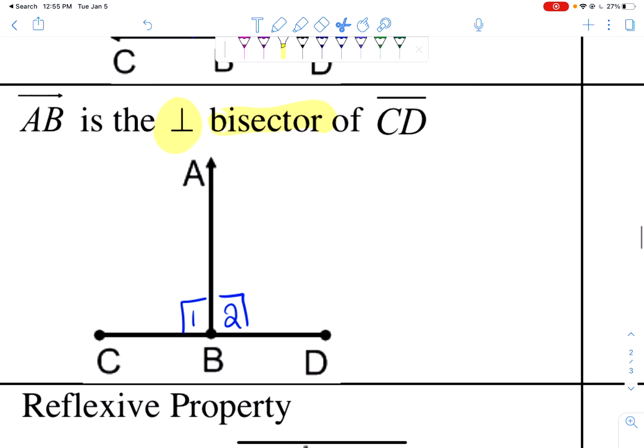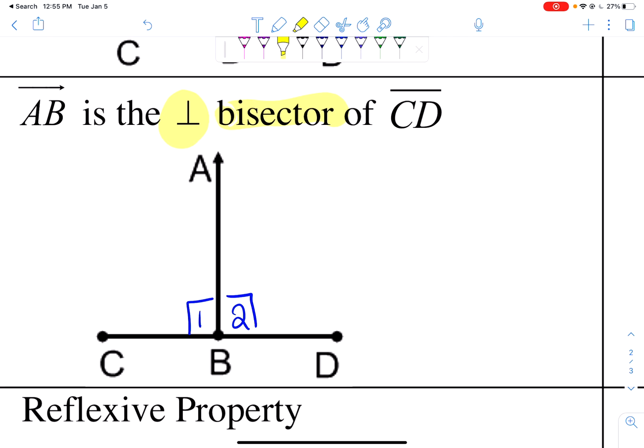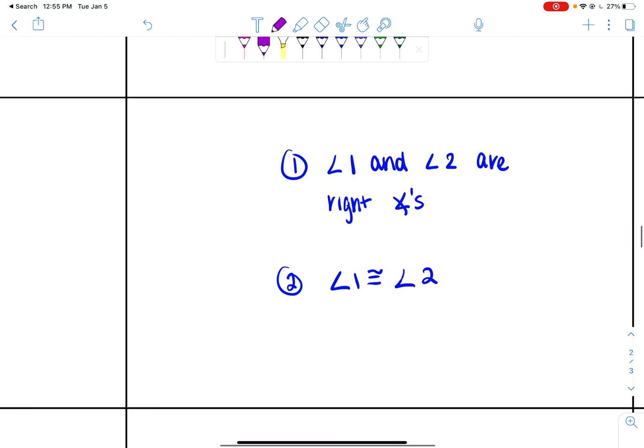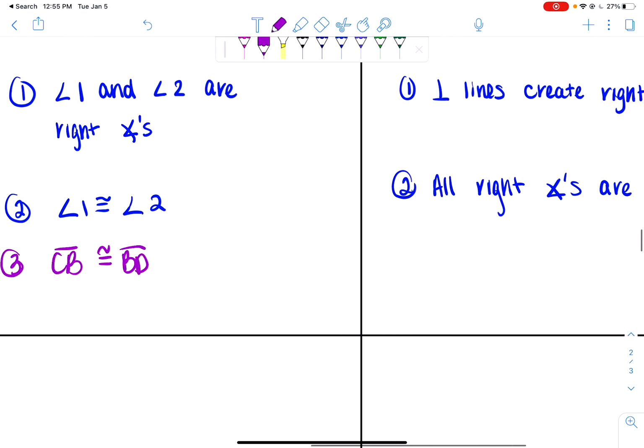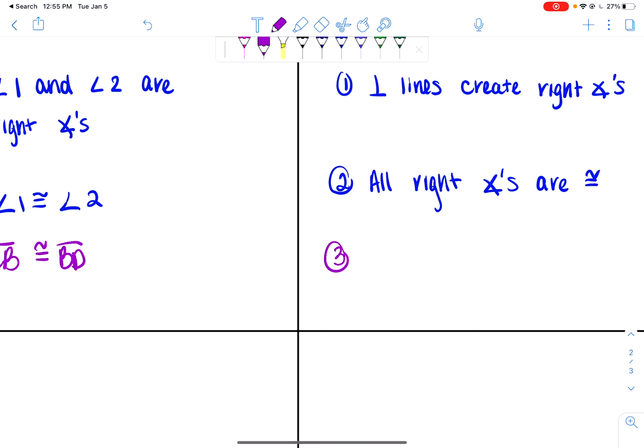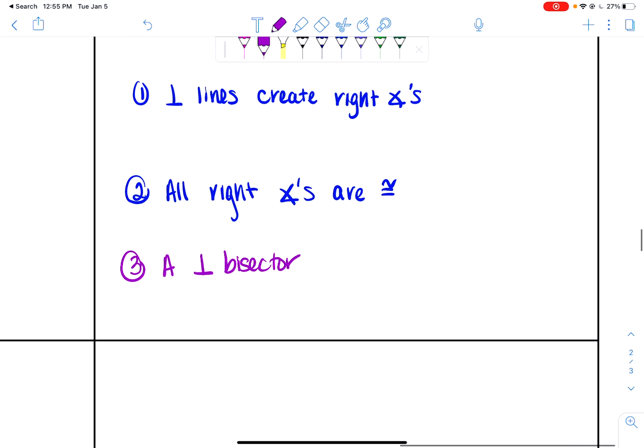But now that I have the perpendicular bisector, I'm cutting this segment right here, CD, in half. Cutting CD in half. So I can say CB congruent to BD. And my reasoning would be a perpendicular bisector creates two congruent segments. Eventually, when we really perfect our proof writing, we're not going to have to write all these reasons. We can eventually just say definition, perpendicular bisector, but for now, we're going to say the full reasons.